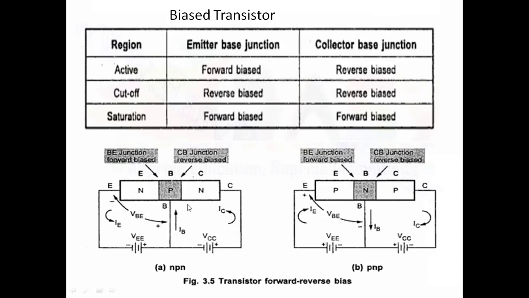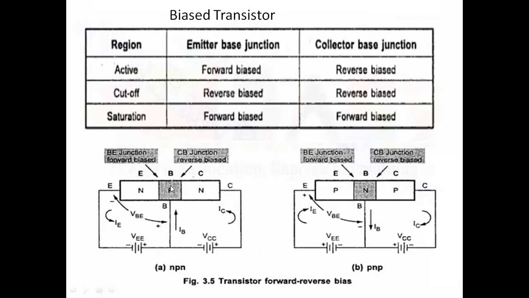If we consider this NPN transistor, N is the emitter, P is the base, and N is the collector. The N emitter and base should always be connected in forward bias. Because this is N, which is negative, the negative terminal of the battery should be connected to it, and the other terminal is connected with respect to the base. So the base is connected to positive.